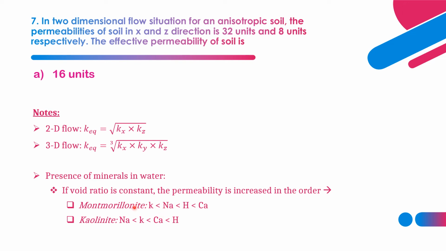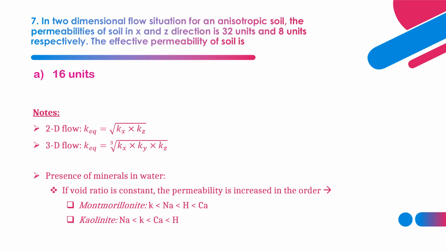If potassium is present in a montmorillonite clay, then permeability will be very less when compared to sodium, hydrogen and calcium. Similarly, for kaolinite clay, if sodium is present as the dependent mineral in that water, then permeability will be less. So sodium is less than potassium, less than calcium, less than hydrogen. This is the trend that permeability will follow when affected by minerals present in the water. This is one extra piece of information that we have to be aware of.